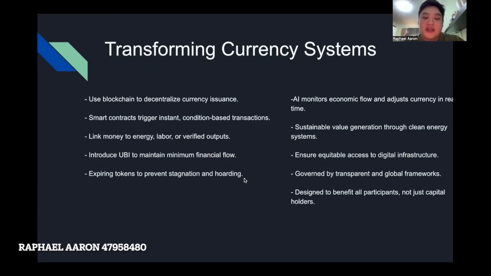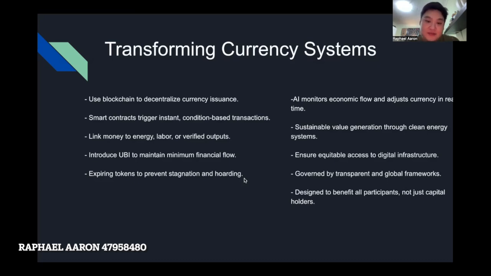First, we use blockchain to decentralize currency creation, just as ATP is generated within each cell. Then we introduce smart contracts that act like molecular switches, triggering payments instantly when conditions are met. We design currencies that lose value when idle, encouraging movement instead of hoarding. Value generation should come from real inputs: human labor, clean energy, verified outputs. Universal basic income can maintain baseline financial flow, just as cells maintain ATP levels to survive.